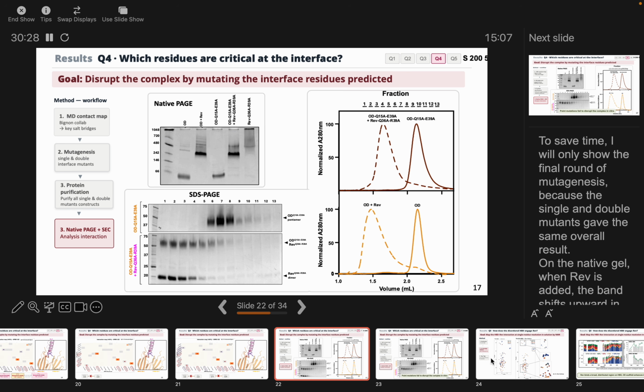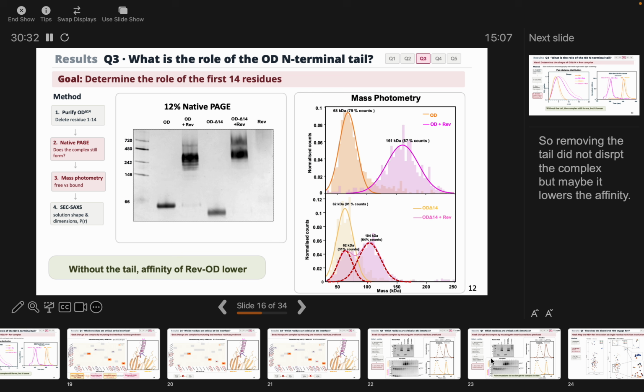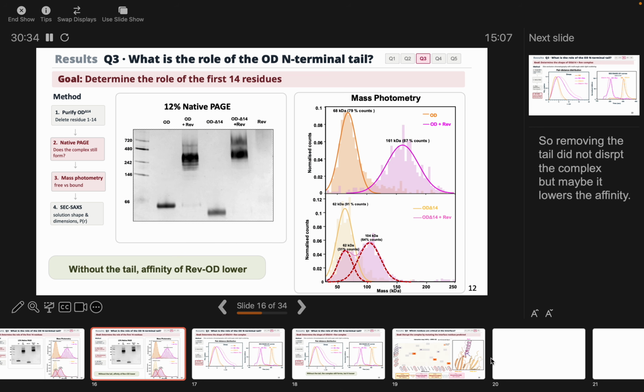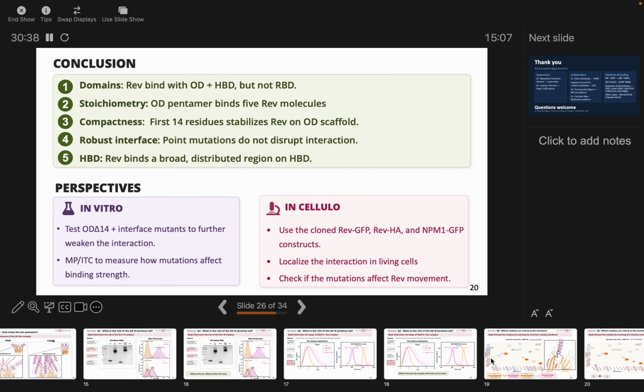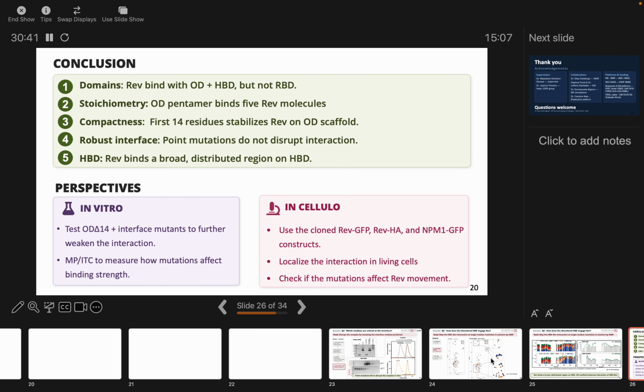And then slide 20, I think again, the last one, 20. One S is missing. Rev binds.